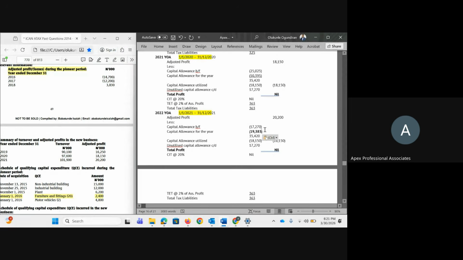How much is that? 36,653. The capital allowance utilized, how much? You cannot do more than the 2,200 that you have. So what do I have? 16,453.